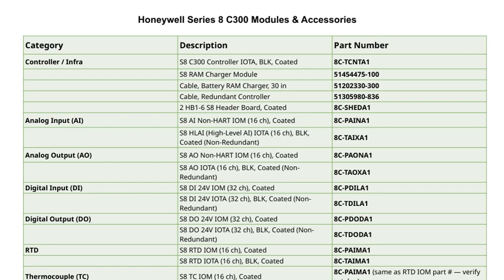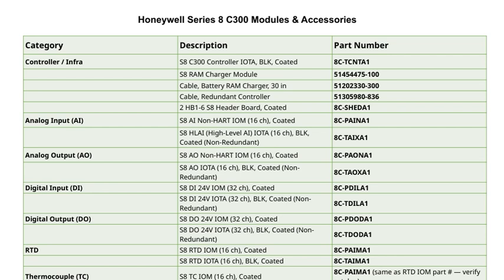The digital input modules include the S8DI24V IOM with 32 channels, coded, part number 8C-PDILA1, and its Yoda version for redundancy, part number 8C-TDILA1. For digital outputs, the S8DO24V IOM supports 32 channels, coded with part number 8C-PDODA1, and the Yoda version, part number 8C-TDODA1.